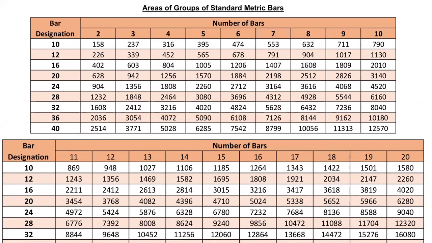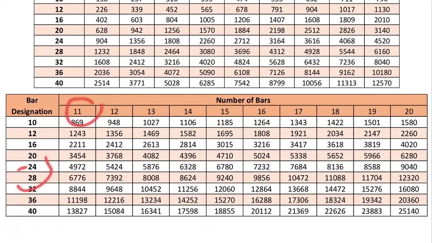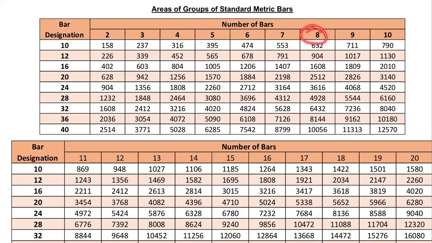Meron tayong 8 pieces na 32. Okay? And then, sa 36, pwede yung 6 pieces na 36. Okay, 6 pieces na 36. Pag 28 kasi, 28 na 11 pieces. Okay? Tingnan muna natin ito sa 32. Ang 8 pieces na 32, yan na yung width na kailangan niya.